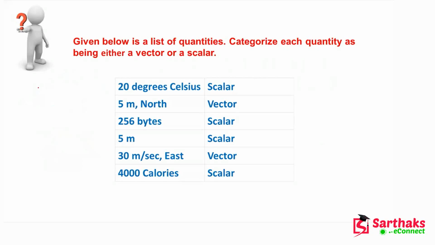So again, a question. Okay, come. Here some quantities have been written and we have to specify which type of quantity each is. 20 degrees Celsius is scalar. 5 meter north: if it said only 5 meter, then it is scalar, but it has mentioned north, so it is a vector. 5 meter is scalar, that I have told you. 256 bytes is scalar. 30 meter per second squared is a vector. 400 calories is scalar.